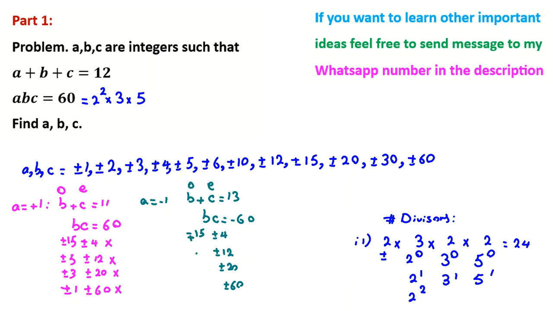For 4, the other is 15; then 5, 3, 1 with opposite signs. Here negative 15 plus 4 is negative 11. Plus or minus 11 doesn't work. 12 and 5 give plus or minus 7. 20 gives plus or minus 17, and 60 gives plus or minus 59. So a equals negative 1 doesn't work. Now we can remove this divisor.